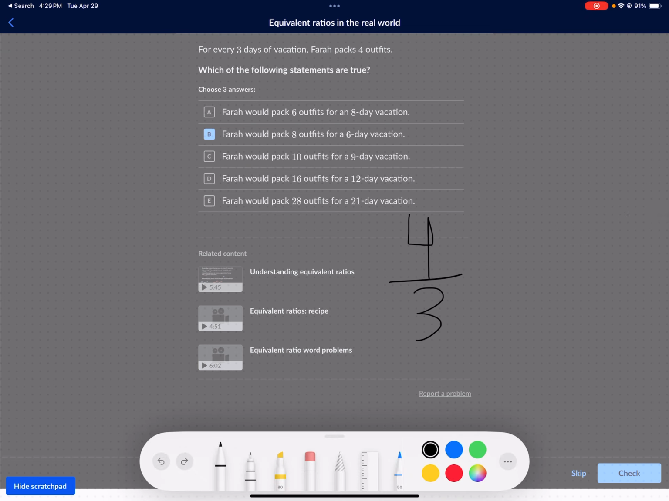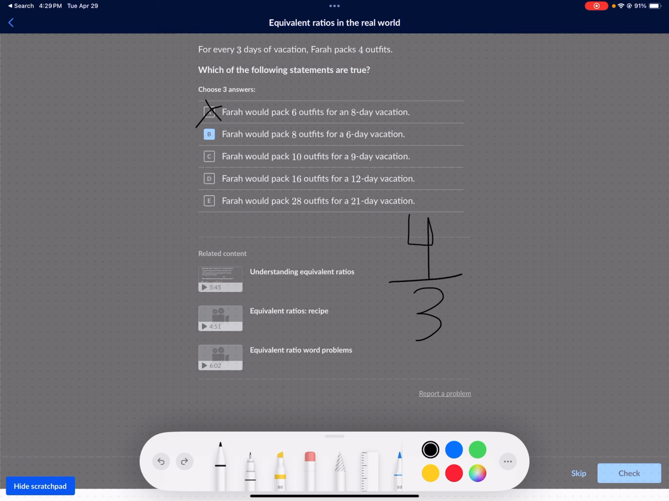Choice C. Well, I don't have a number that will get me to 10, but I know that 3 will work for 9. Is 4 times 3 equal to 10? Nope, it's equal to 12. So C is out of the table too.